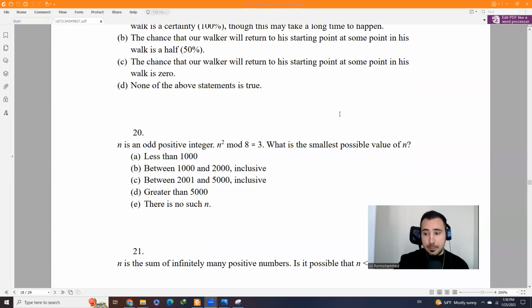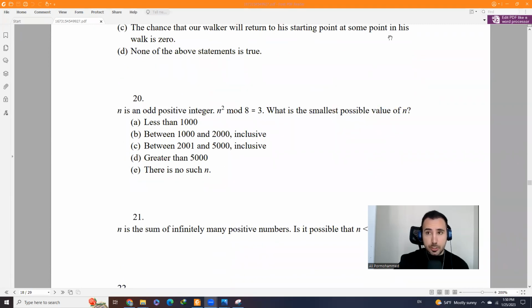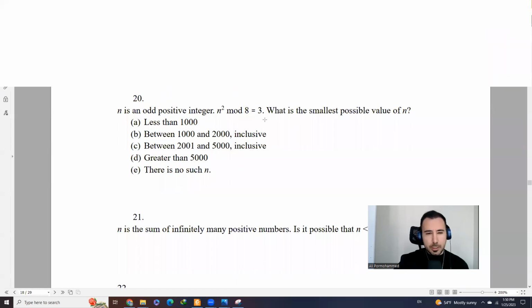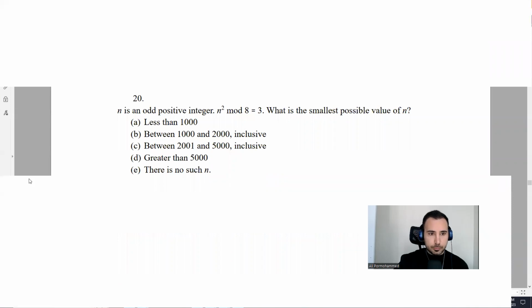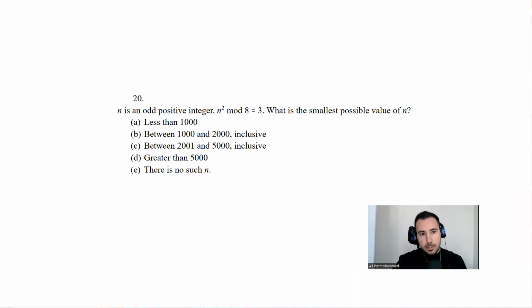Okay, and then the last question here, question 20. Okay, I think it wouldn't be really difficult. N is an odd positive integer, and we're gonna square that positive integer, and then mod 8 equals 3. If you don't know what this means, that's very simple.